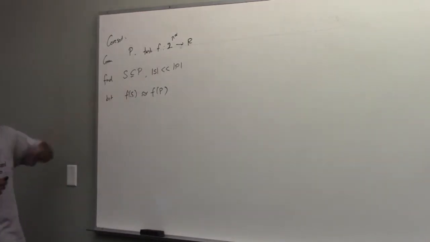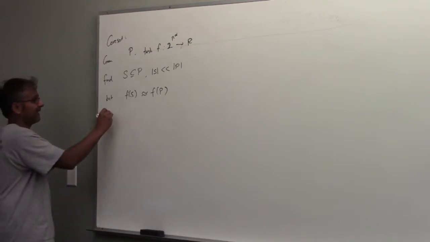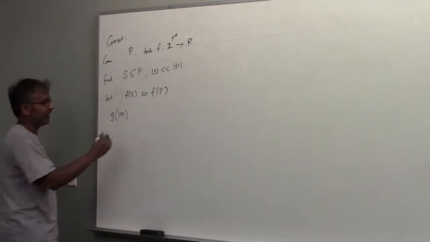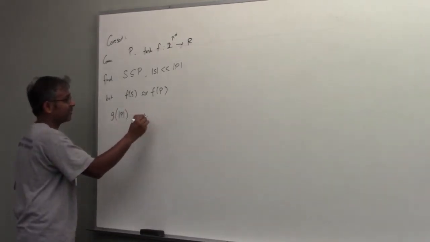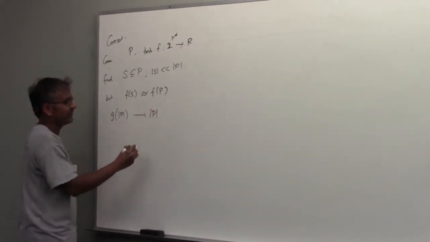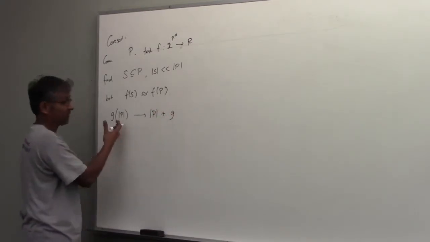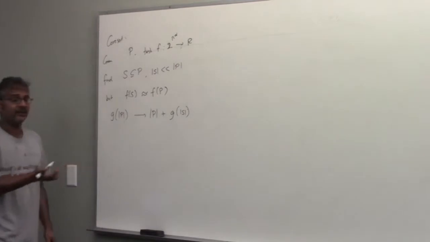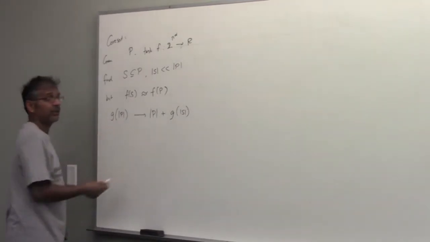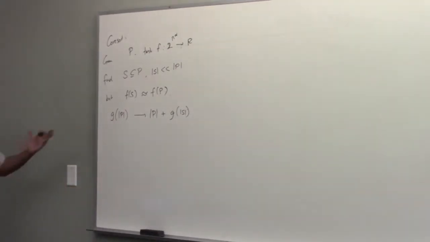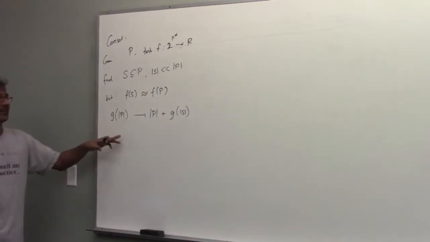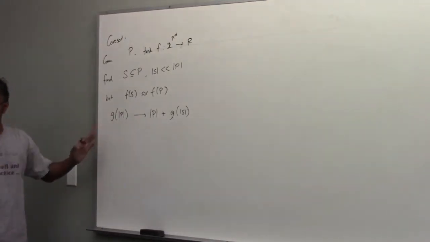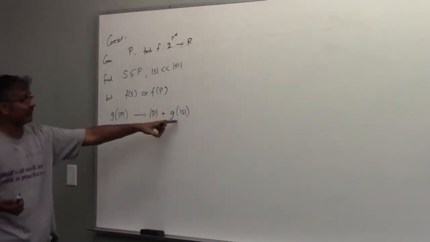But because it's small, the running time of your problem, instead of taking time G of P, which could be very large, basically becomes something like the size of P plus G, the original algorithm, run on S, which is small. So the hope is that going from here to here, you win. And of course, the higher the polynomial, the more you win, because the running time is hopefully reduced by a huge amount.